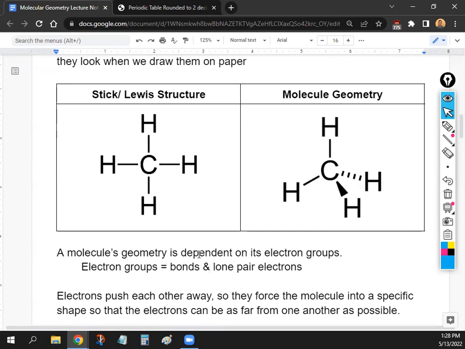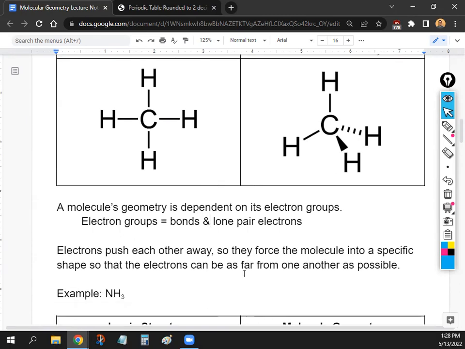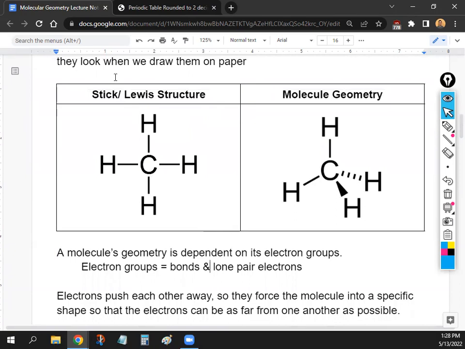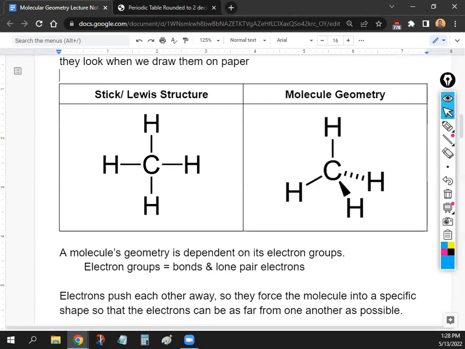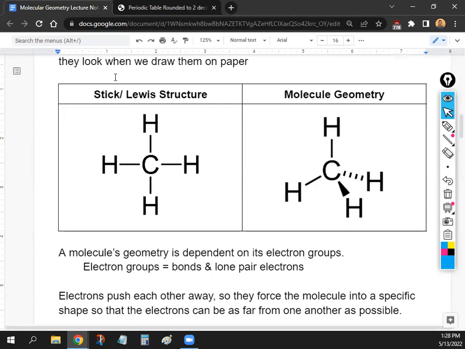So we're going to look at the handout I just gave you in just a second, but what you guys really need to know for this unit is how to count the electron groups. So let's count the electron groups on this molecule right here, CH4. When we count the electron groups, we're going to look for the number of bonds and the number of lone pair electrons. So let's start with the bonds.